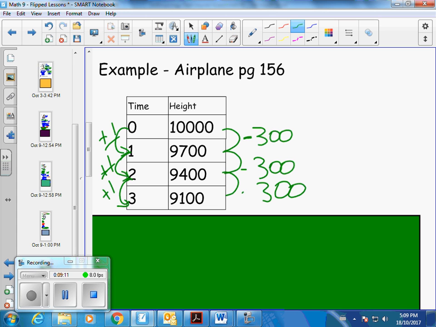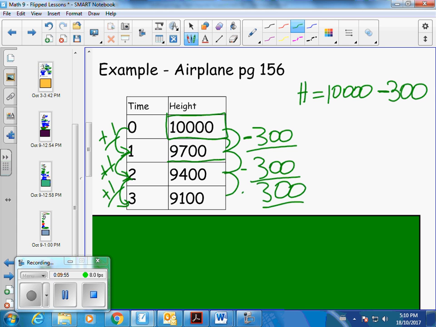Our time goes up in blocks of 1 minute, and our height decreases in blocks of 300. So now I need to try and find a way to write an expression that shows this. It might take a little bit of trial and error. So what I'm going to say is my height is going to be equal to, starting at 10,000, 10,000 minus 300.